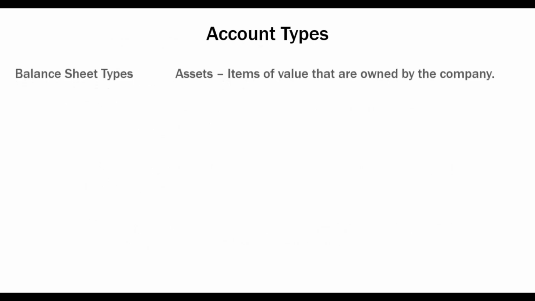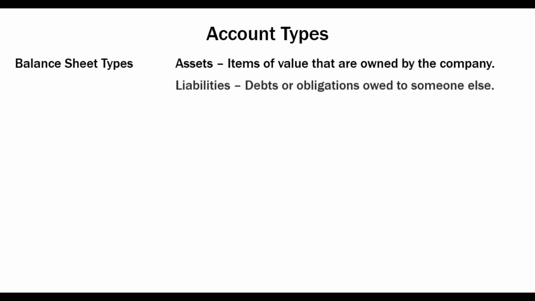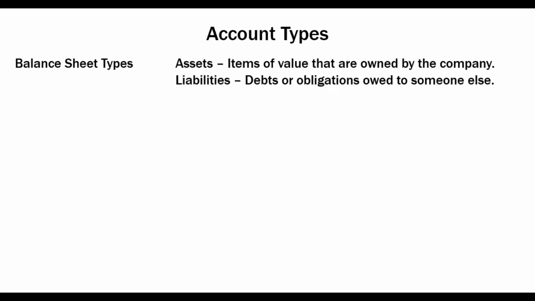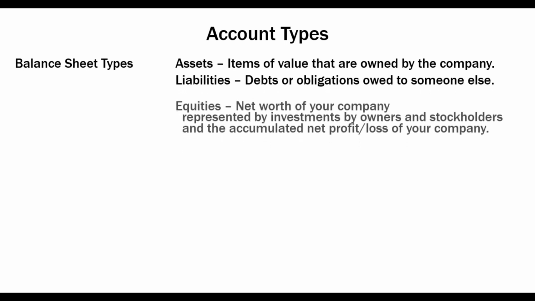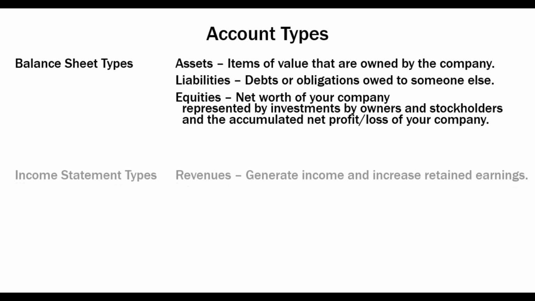Now let's take a look at our account hierarchy, and it begins with account types. Your account types are predefined and follow accounting standards, beginning with balance sheet account types. Your assets are the items that you own. Your liabilities are your debts or obligations you owe to someone else. Your equities are your net worth, represented by investments and your accumulated net profit or loss.